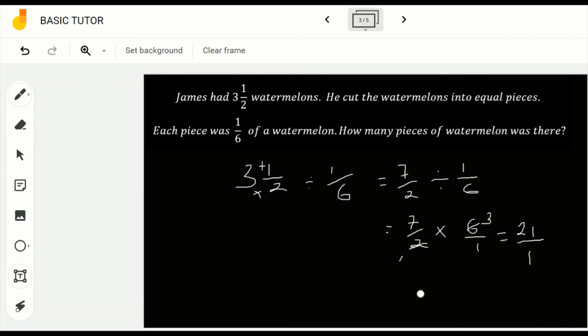So therefore our final answer is 21. So we have 21 pieces of watermelon.